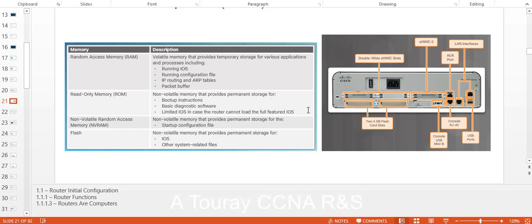And the read-only memory stores the boot up instructions. It tells the router where to boot its operating system from. The non-volatile random access memory is the NVRAM. What it does is that it stores data permanently, and that data is called the startup configuration. This is what the router will check when it first starts. It will check the NVRAM to see if there are pre-existing configurations. If none, it will prompt you for configuration. So flash memory is the main brain of the router, because it stores the operating system by default.